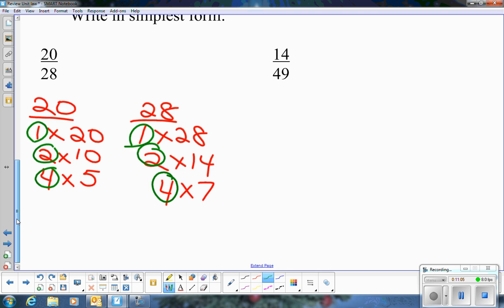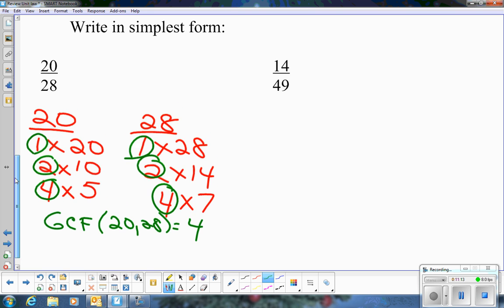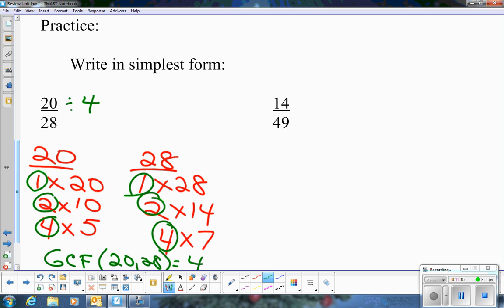And then just say, oh, the greatest common factor of 20 and 28 equals 4. So then you can go back up here and divide by 4. And that will immediately bring you to the simplest form. If you use the greatest common factor, you will be in simplest form immediately. You won't have to say, did I go far enough?